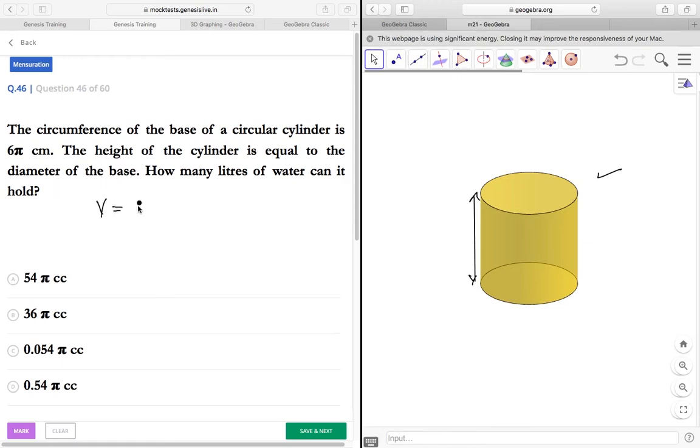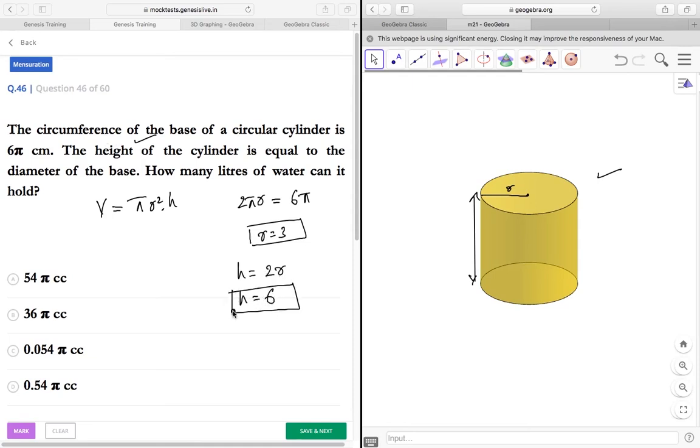Volume for a cylinder is given by pi r square into the height of the cylinder. And they have mentioned the circumference. Circumference is 2 pi r, where r is the radius, is equal to 6 pi. So what is r? R is equal to 3. And then they say the height is equal to diameter. That means height is equal to 2r. So the value of height will be equal to 6 units. Don't worry about the units. They have given in terms of centimeter, and then the options are also in terms of cubic centimeters.